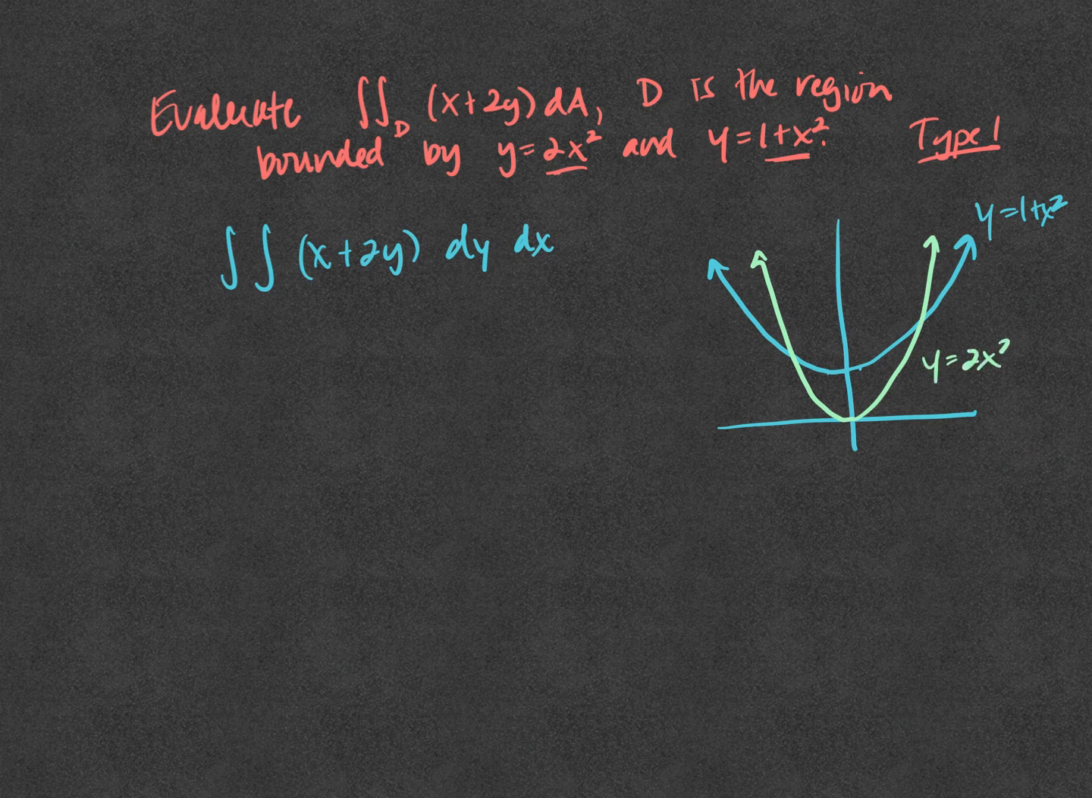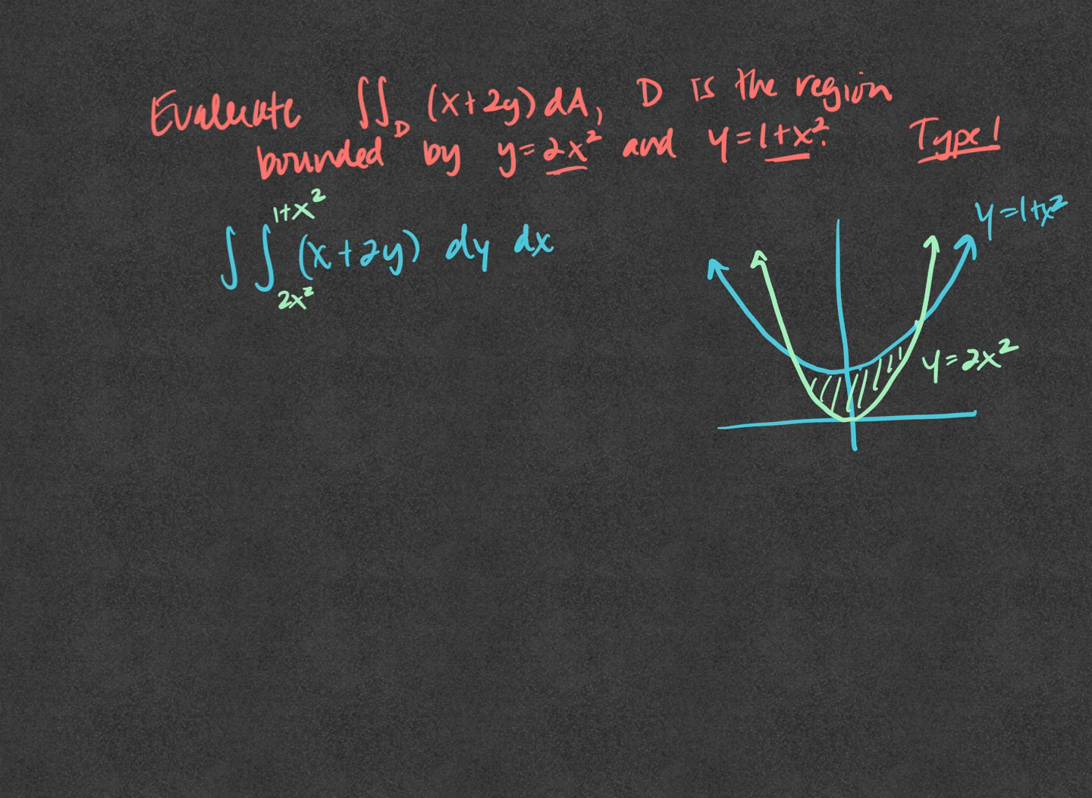So y equals 2x squared. This is what you're looking at, the region between the two. That tells me my lower boundary is 2x squared, and my upper boundary is 1 plus x squared. That gives us our lower and upper bounds because we're reading it like we did the area between the curves in Calc 1 and Calc 2.